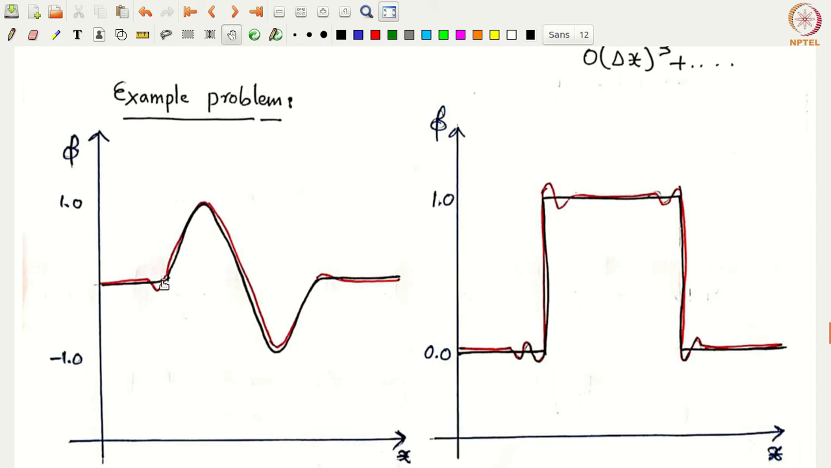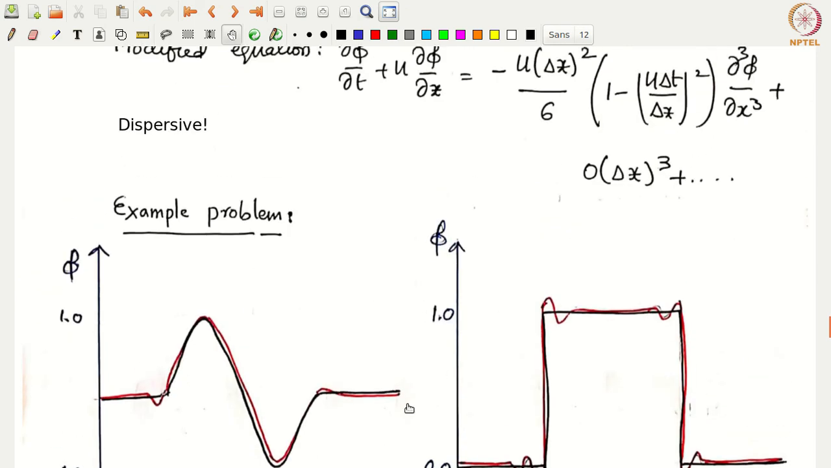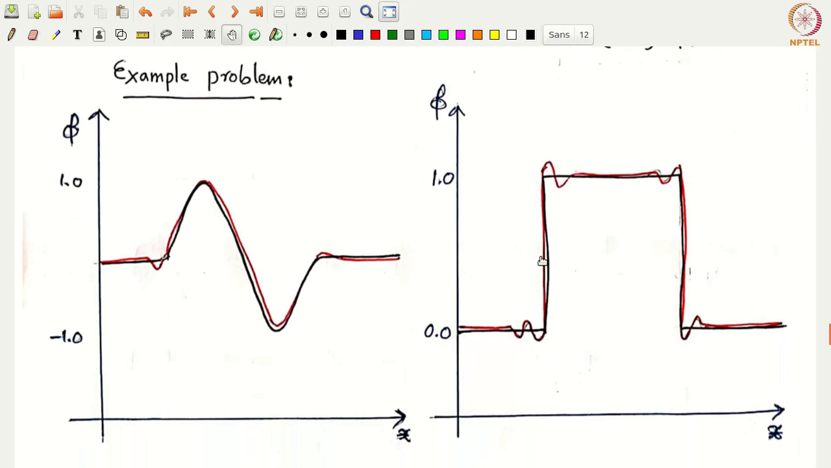However, where there are discontinuities, you again see some kind of wiggles that show up. This is because of the dispersive nature. Again, if you look at the sine wave, the black one is the initial condition as well as the exact solution after one cycle of revolution. That means having periodic boundary conditions on the left and right.